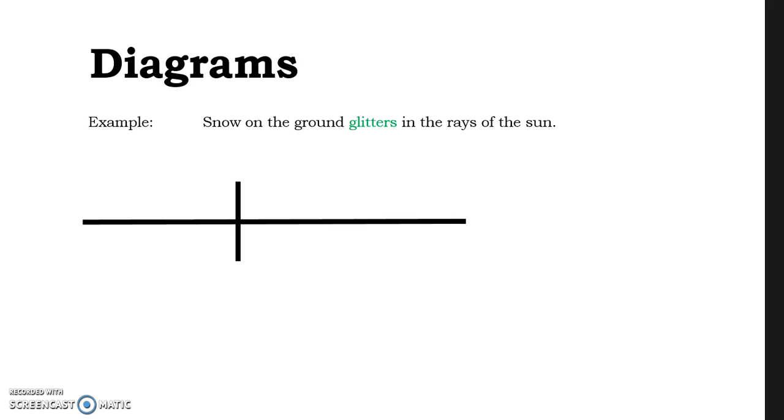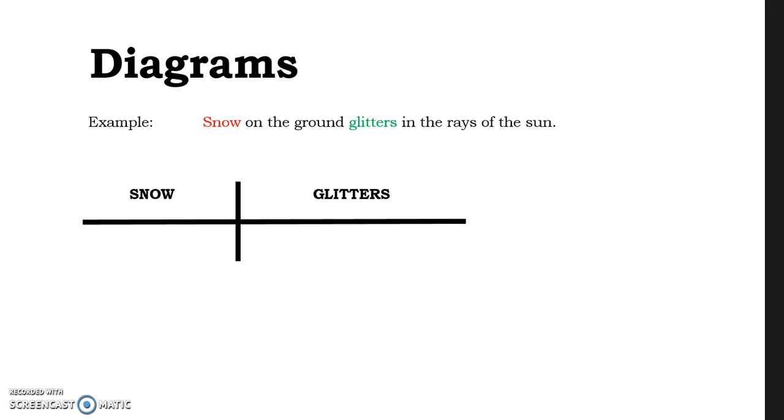Glitters. We want to put that on the baseline to the right of the vertical line. Now, who or what is glittering? Snow. That's our subject. We put that on the baseline to the left of the vertical line. Okay. Now we have these remaining words in the sentence.